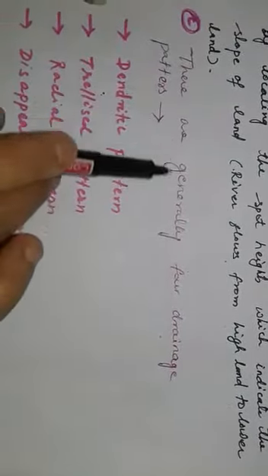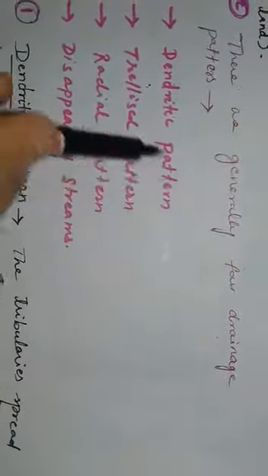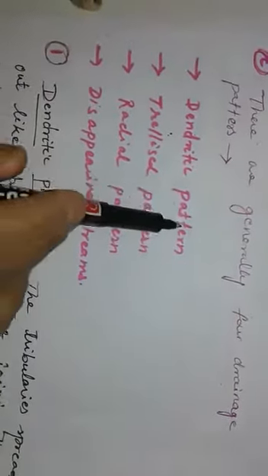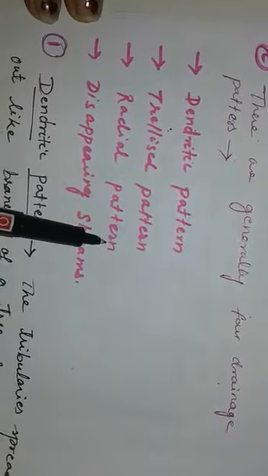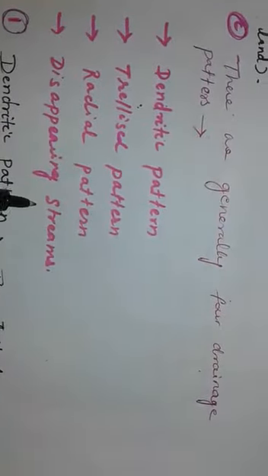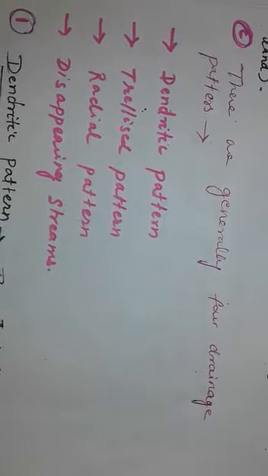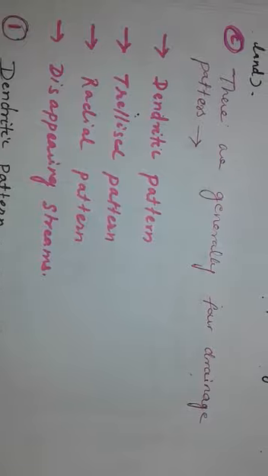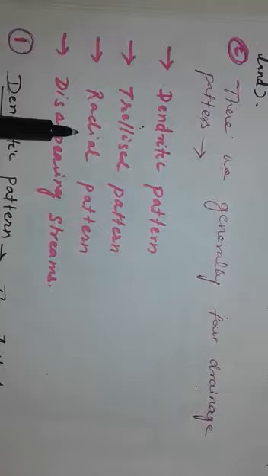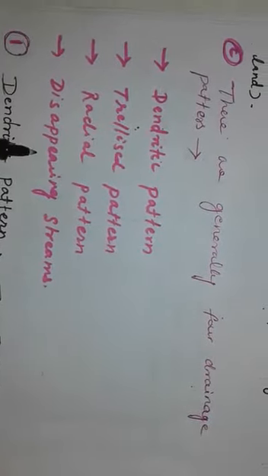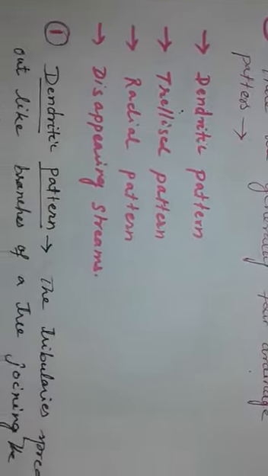Next point, there are generally four different types of drainage patterns we will find in our survey sheet. First one is the dendritic pattern. Second one is the trellised pattern. Third one is the radial pattern. Fourth one is disappearing streams. Children, again I am telling you about the drainage patterns in our survey sheet. First one is dendritic, second is trellised, third is radial, and fourth is disappearing. Now we will go into detail on the dendritic pattern.